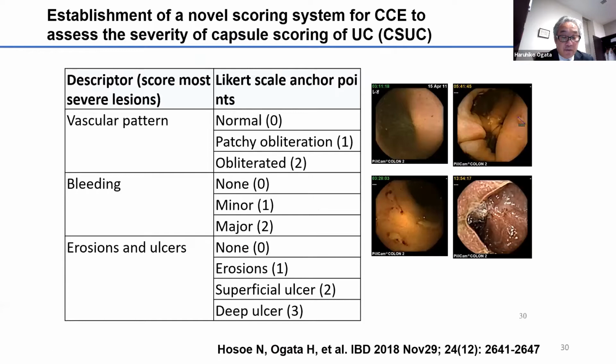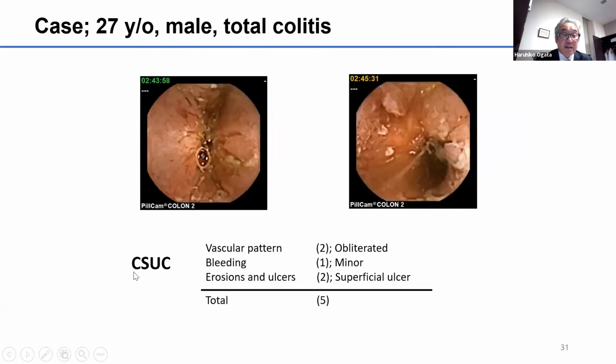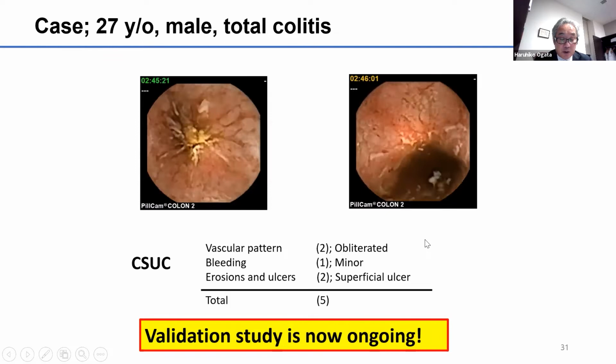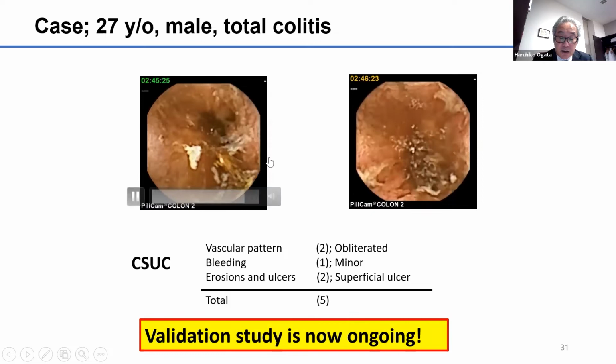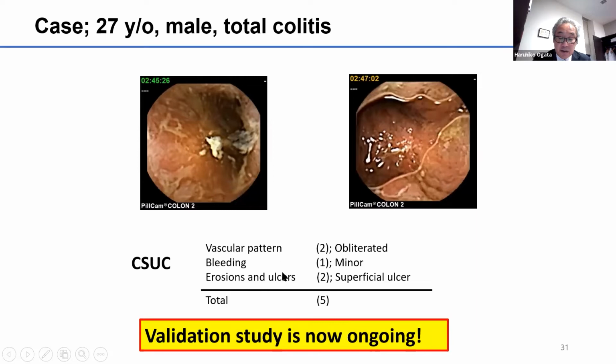Furthermore, to know the efficacy of colon capsule in UC, we established a novel scoring system to assess the severity of UC, named CSUC. It was modified from the UCEIS score reported by Professor Simon Travis. For example, this is the colon capsule finding for a 27-year-old male UC patient. The CSUC score showed 2 points in the vascular pattern, 1 point in bleeding, and 2 points in erosions and ulcers, and the total is 5 points. Right now, using this score, a validation study is ongoing.